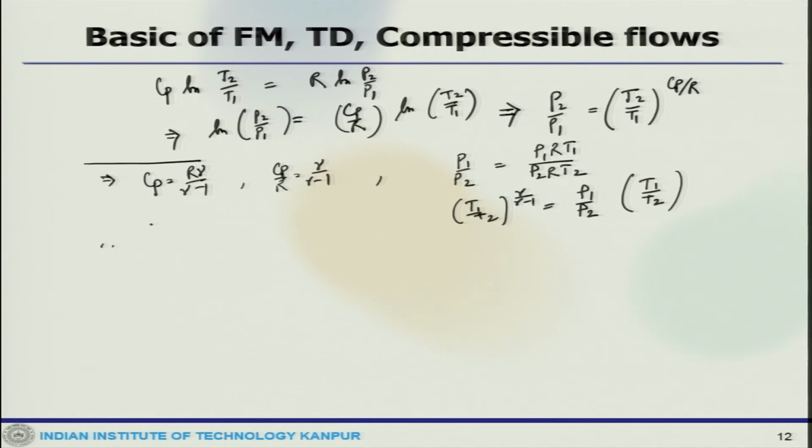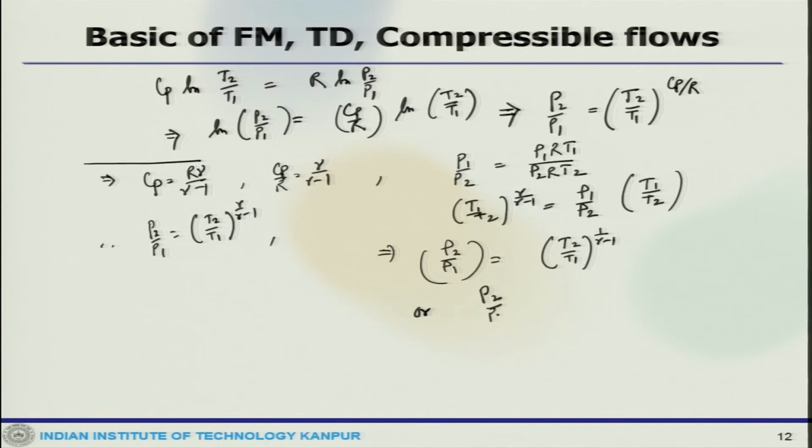Now, since we have P2 by P1 equals T2 by T1 to the power gamma by gamma minus 1, which is Cp by R, what we get is rho 2 by rho 1 equals T2 by T1 to the power 1 by gamma minus 1, or P2 by P1 equals rho 2 by rho 1 to the power gamma. So, this is the relationship you get for all isentropic processes, where there is no change in entropy. Keep that in mind, these are only for isentropic processes.